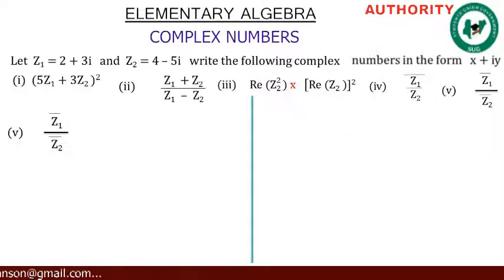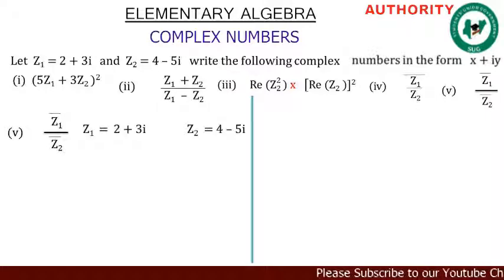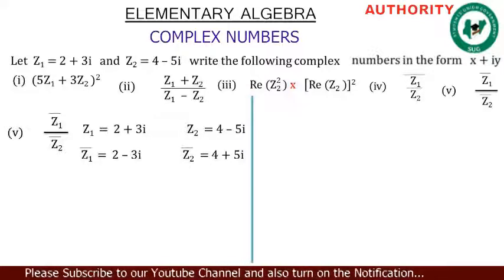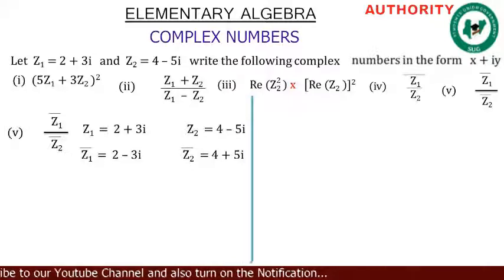Let's take number 5. Number 5 says the conjugate of z1 all over the conjugate of z2. Now we have z1 to be 2 plus 3i, and z2 to be 4 minus 5i. So the conjugate of z1 is going to give us 2 minus 3i. Then the conjugate of z2 is going to give us 4 plus 5i.